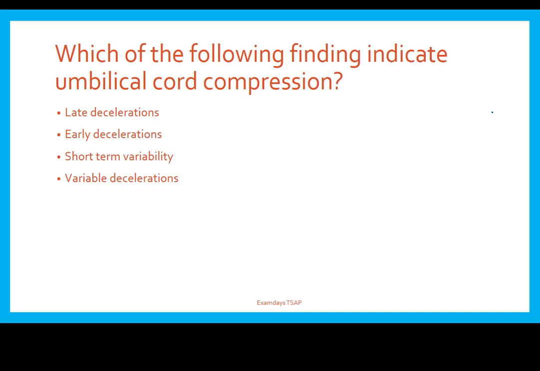Which of the following findings indicates umbilical cord compression? A, late decelerations, B, early decelerations, C, short-term variability, D, variable decelerations. The correct answer is going to be variable decelerations.